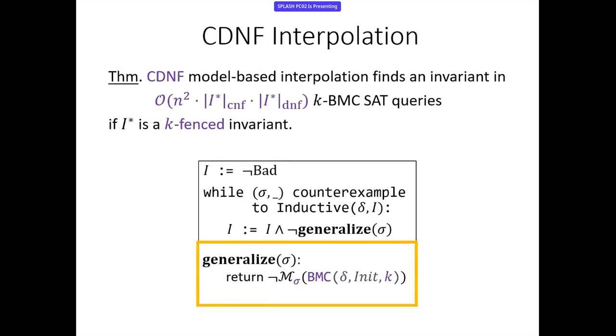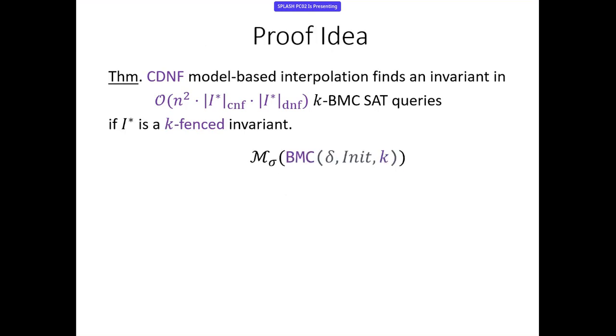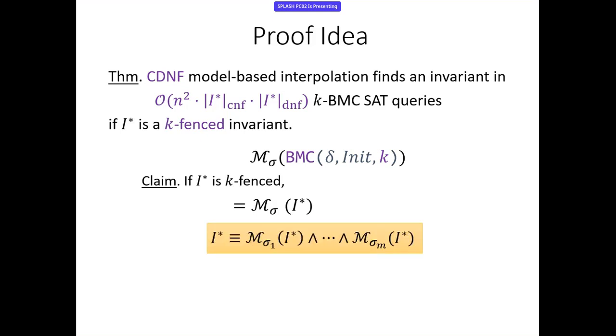So in our CDNF interpolation algorithm, generalization always returns the monotonization of the set of k-reachable states. And what we show is that under the fence condition, the monotonization of the set of k-reachable states is exactly the same as the monotonization of the target invariant. So we can find the set of k-reachable states. We don't know the invariant, but under the fence condition, it turns out that the monotonizations are always the same, which means that our candidate invariant is always taken to be a conjunction of monotonizations of the invariant, again, without actually knowing the invariant, thanks to the fence condition.